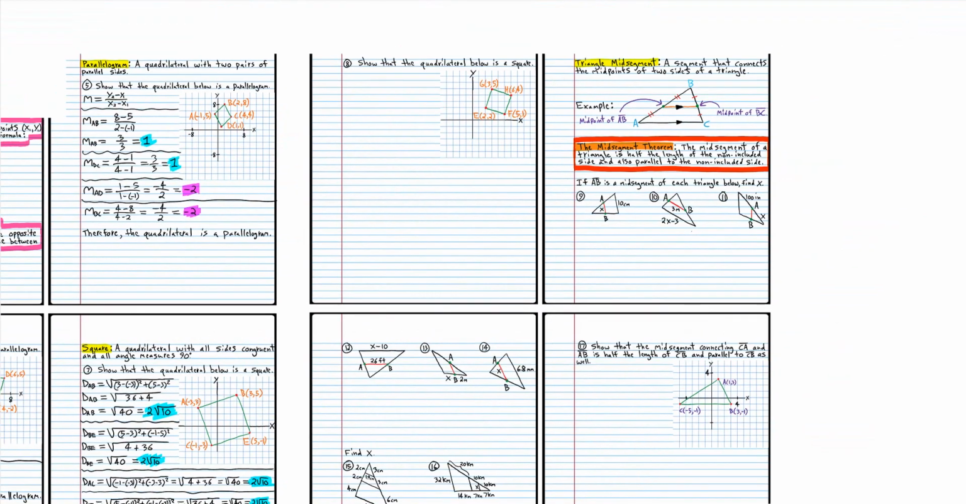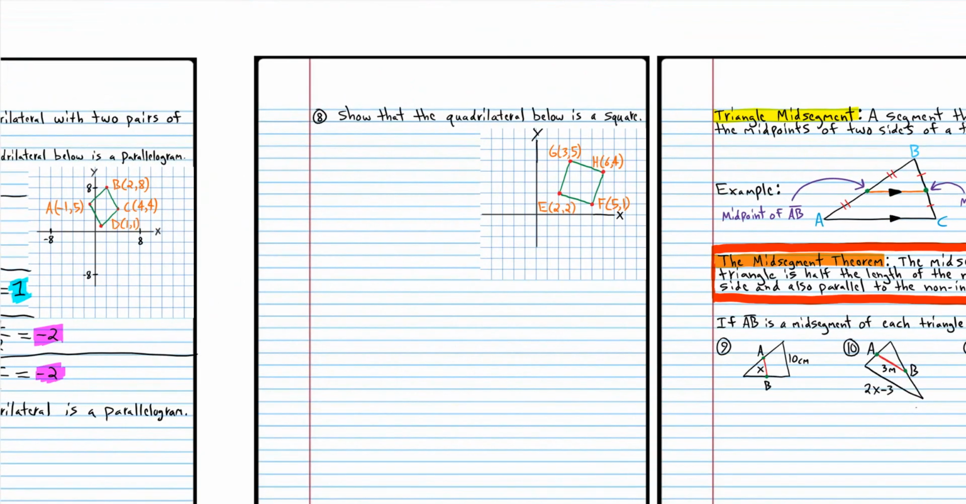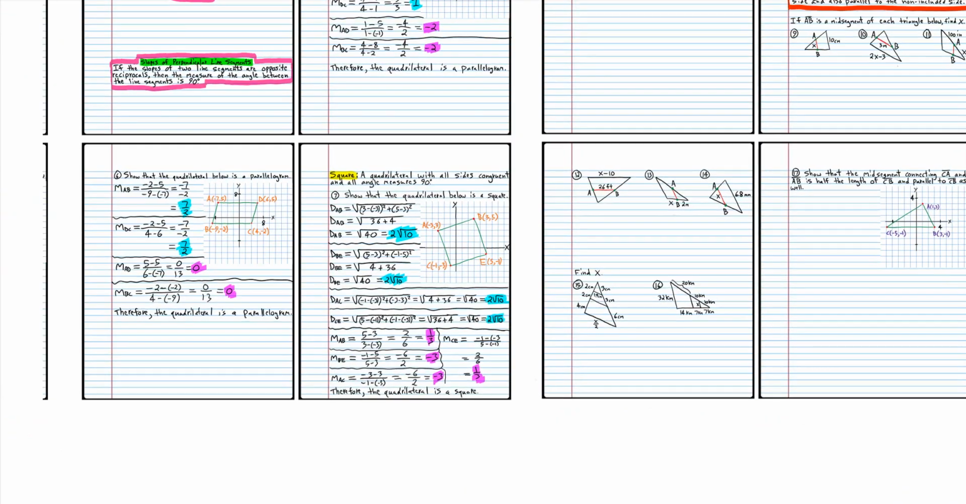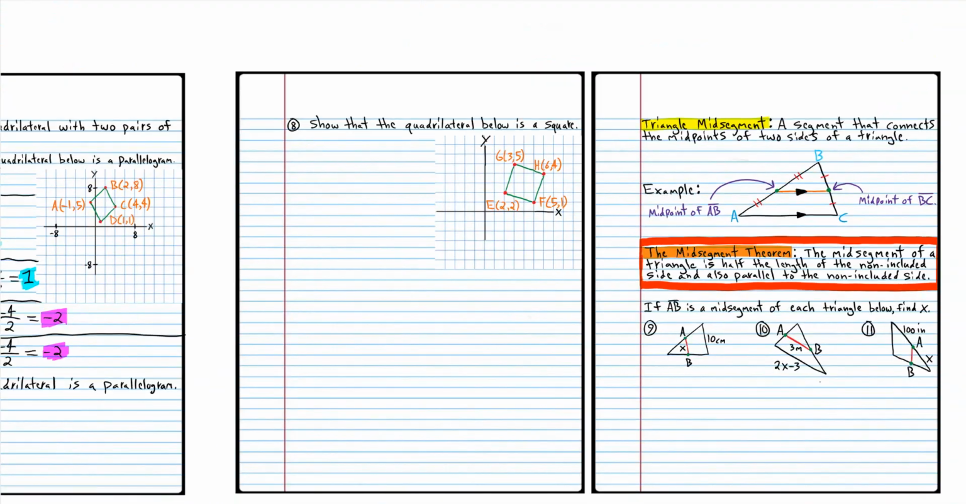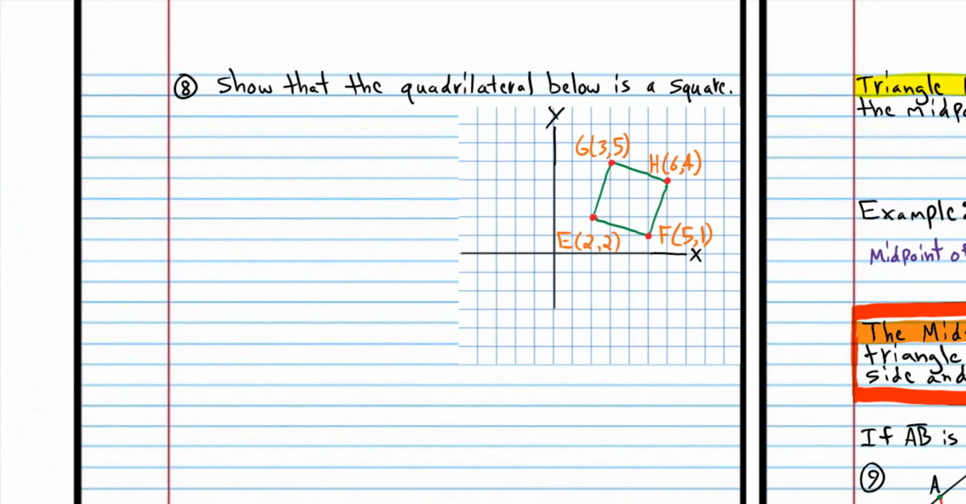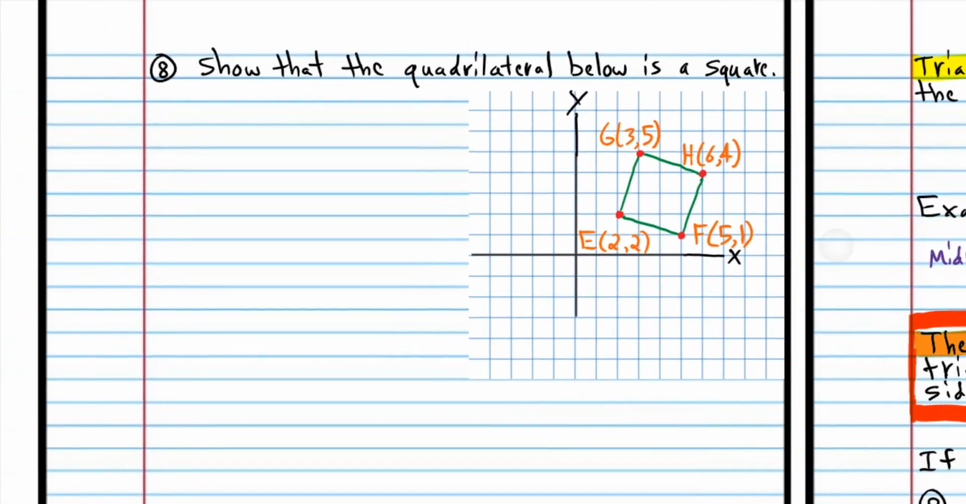And I want you to try a problem like that. I want you to try number 8. Show that the quadrilateral is a square. Again, we have to show that the lengths are all the same by using the distance formula, and we have to show that the slopes of adjacent sides are perpendicular, meaning the angle measures are 90 degrees for all vertices. So go ahead and try number 8, and when you come back, we'll do it together.